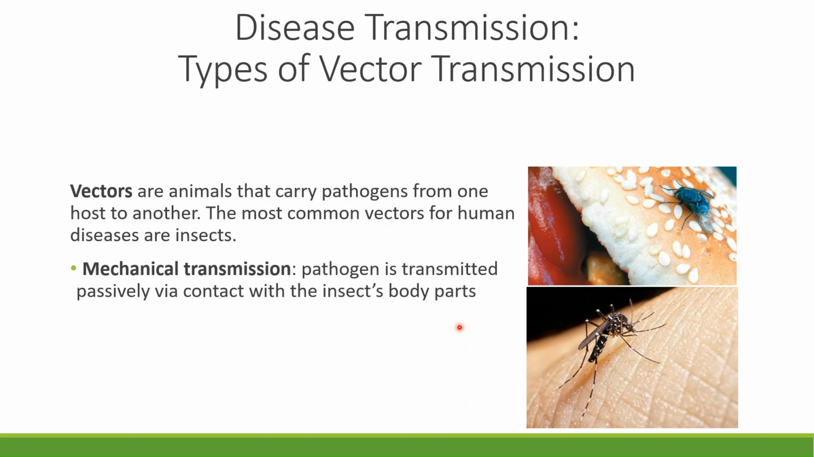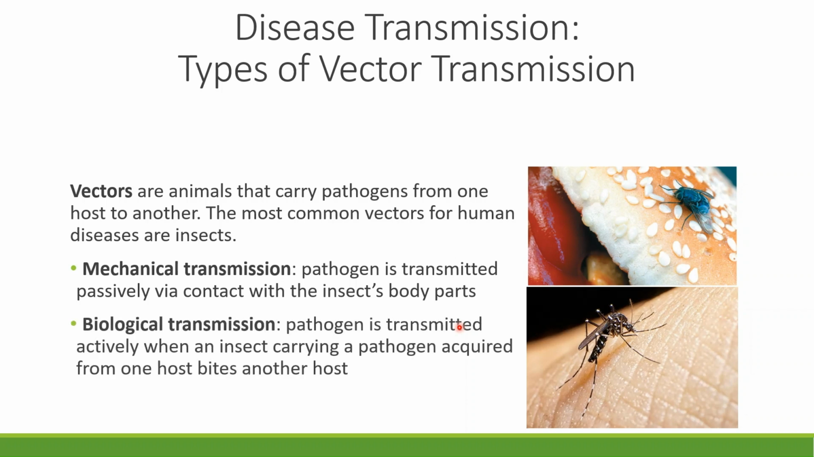So here's this fly. Imagine this fly was somewhere it shouldn't have been. It picked up a disease. It lands on your food at a picnic, and then you eat that food and you get whatever disease it's carrying. That's passively done through contact. That would be just a mechanical transmission. And as you can imagine, biological transmission is where that insect actively causes the infection. So if that insect bites you or penetrates your skin, it can directly inject you with that pathogen, causing you to acquire that disease.